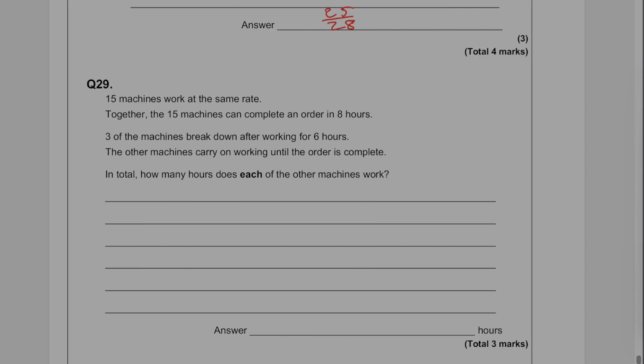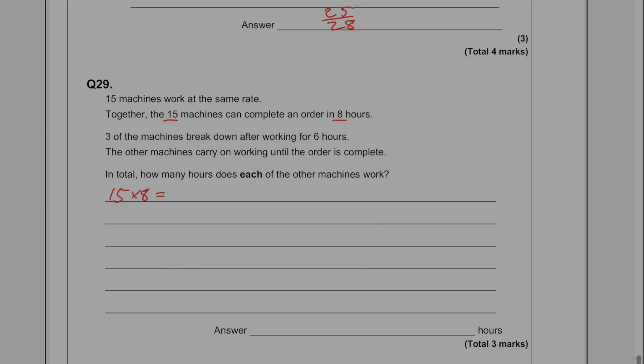So lost my work there. So let's do that one again. So we've got 15 machines working 8 hours. So 15 times 8 will give us the total number of working hours. So that's going to give me a total of 120 working hours.